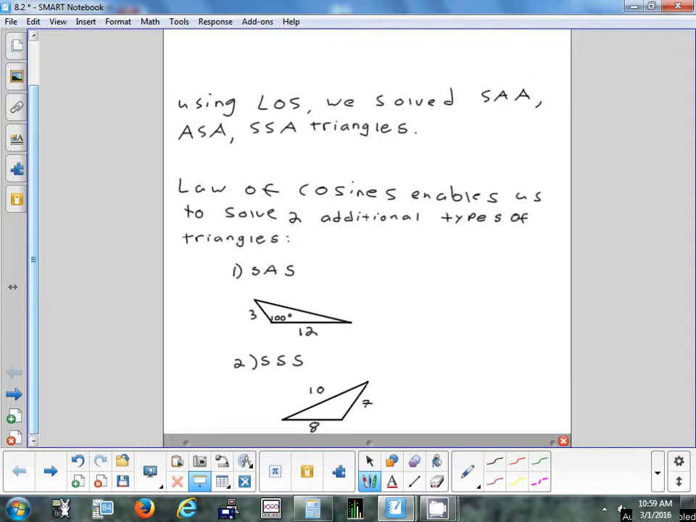Okay, so the first one, that's an example of side, angle, side. So you're still being given 2 sides and an angle, but it's very different when the angle is between the 2 sides. And side, side, side.